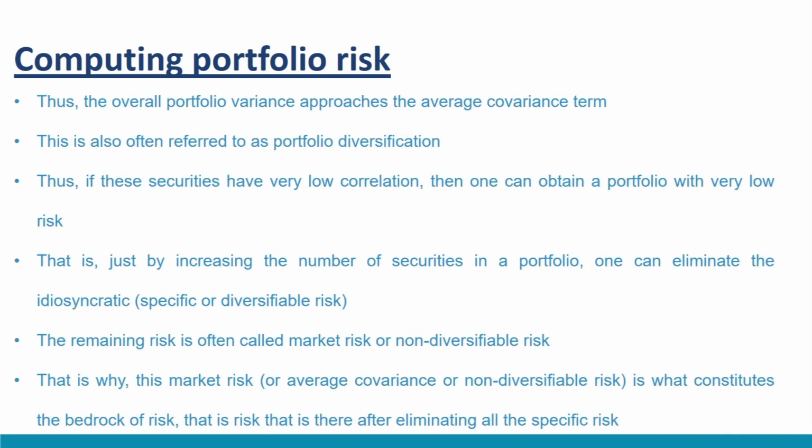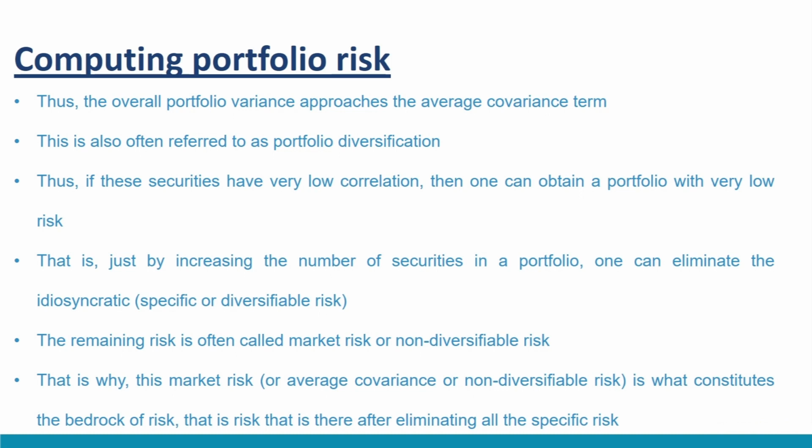Thus, the overall portfolio variance approaches the average covariance term. This is also often referred to as portfolio diversification. Thus, if these securities have very low correlation, then one can obtain a portfolio with a very low risk. That is, just by increasing the number of securities in a portfolio, one can eliminate the idiosyncratic or specific or diversifiable risk. The remaining risk is often called market risk or non-diversifiable risk. That is why this market risk or average covariance or non-diversifiable risk is what constitutes the bedrock of risk. That is risk which is there after eliminating all the specific risk.